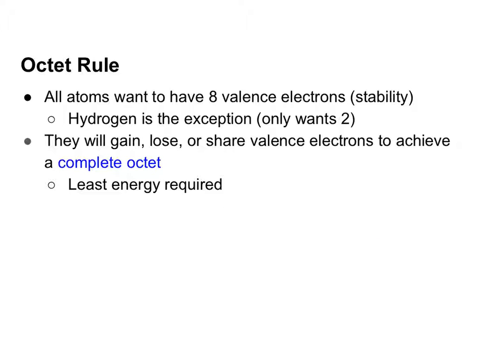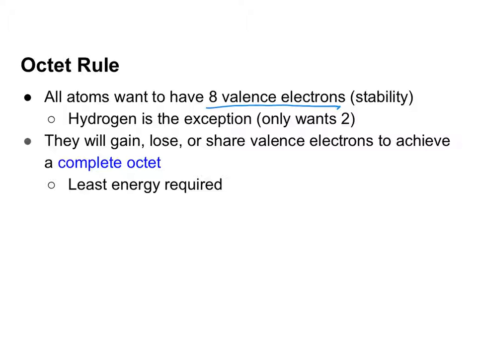We have a rule when we're bonding atoms together, and that is that all atoms want a complete octet. We call this the octet rule. Essentially, it says that atoms want to have 8 valence electrons, because having 8 valence electrons makes them stable. Really, what that's saying is atoms want a full outer energy level, a complete set of electrons in that outer energy level. So that last orbital should be full.